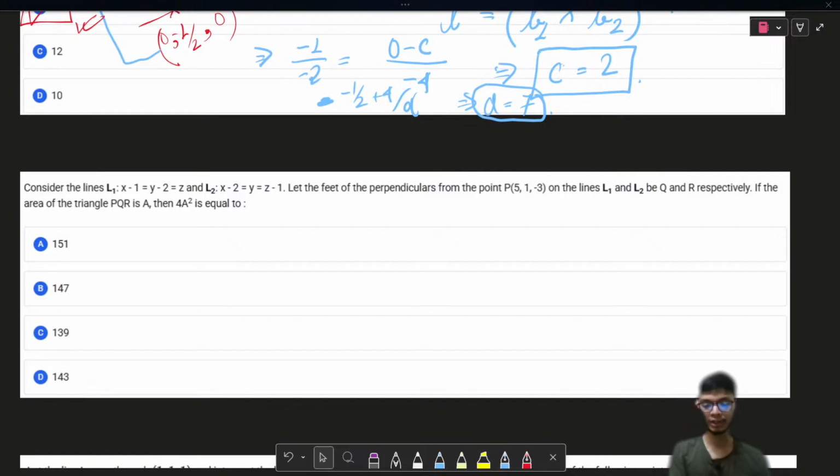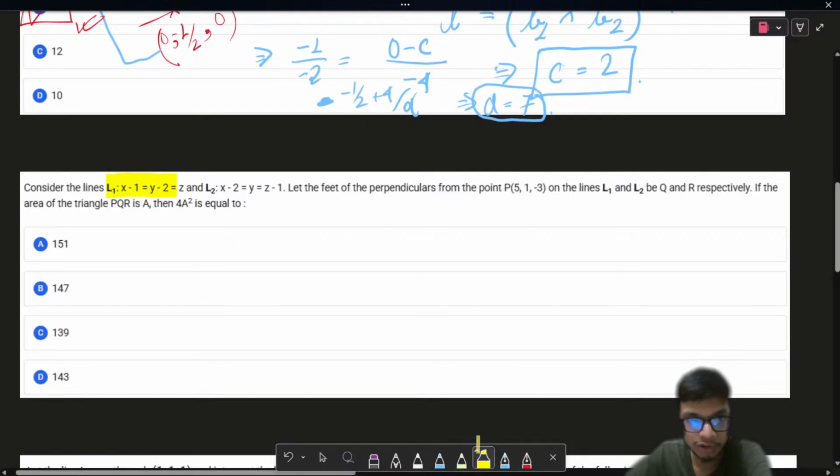Alright, so let's see. I presume that you have tried to solve this problem, so let us see how we shall proceed. Again, we have the two equations of the lines, which are given as follows, and let the perpendiculars from this point on lines L1 and L2 be Q and R respectively. So let's try to visualize this problem.